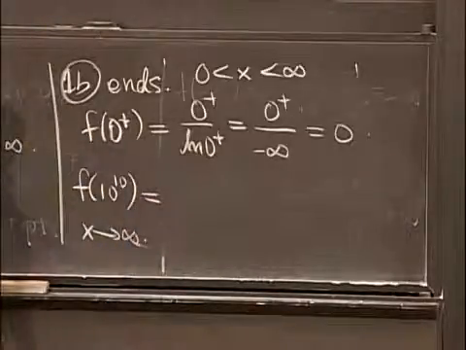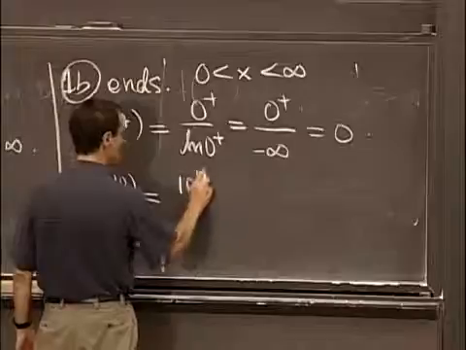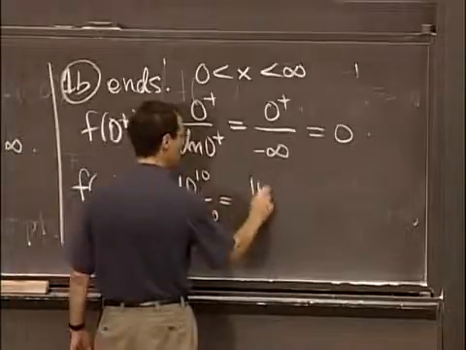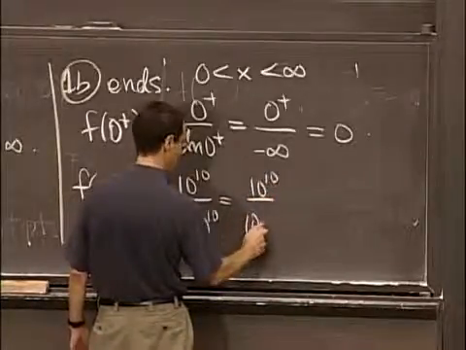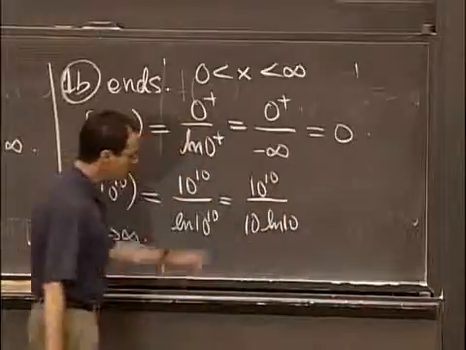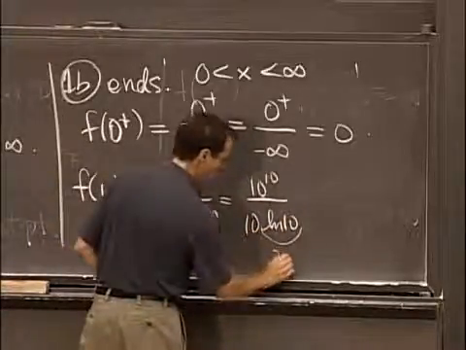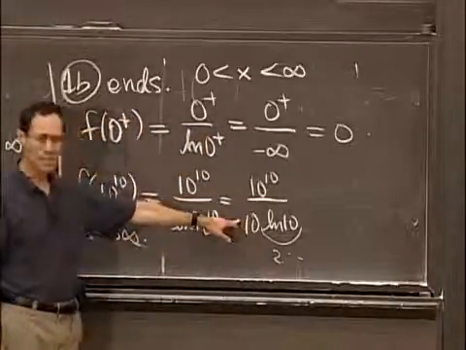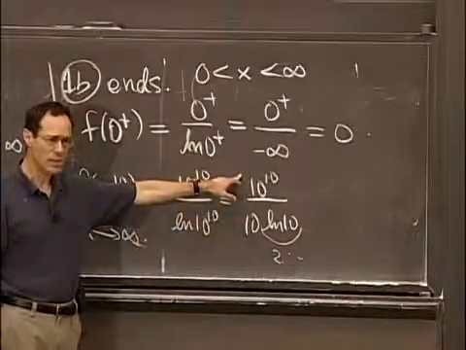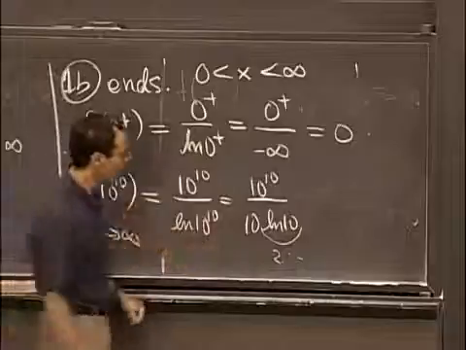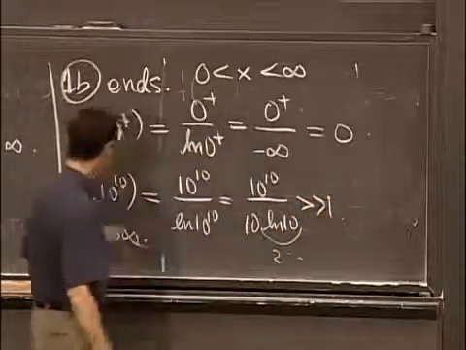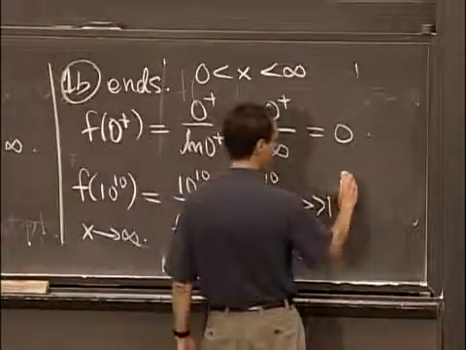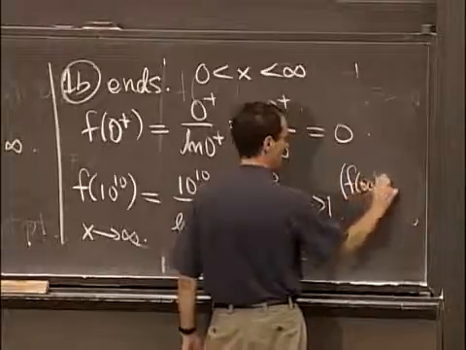So if I plug in 10 to the 10th into x over log x, I get 10 to the 10th divided by the natural log of 10 to the 10th, which is 10 to the 10th divided by 10 times log 10. So the denominator, log 10, is about 2 point something, 2.3 or so. So this is maybe 230 in the denominator, and the numerator is a number with 10 zeros after it. So it's very, very large. I claim it's big. And that gives us the clue that this thing is infinite. So in other words, our conclusion is that f of infinity is infinity.